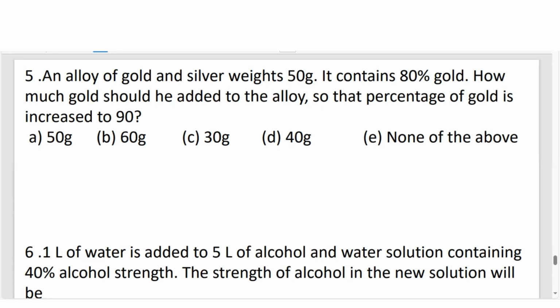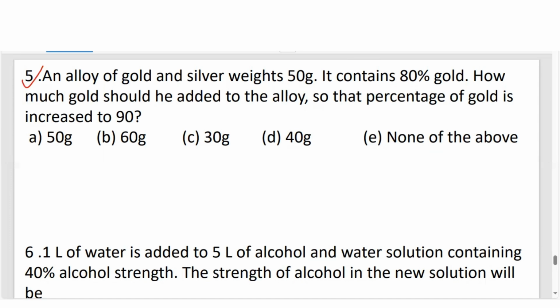I am going to start very important questions of the quantitative aptitude topic percentage, with basic concepts and shortcuts. Let us see the first question. An alloy of gold and silver weighs 50 gram. It contains 80% gold. How much gold should be added to the alloy so that the percentage of gold is increased to 90%?